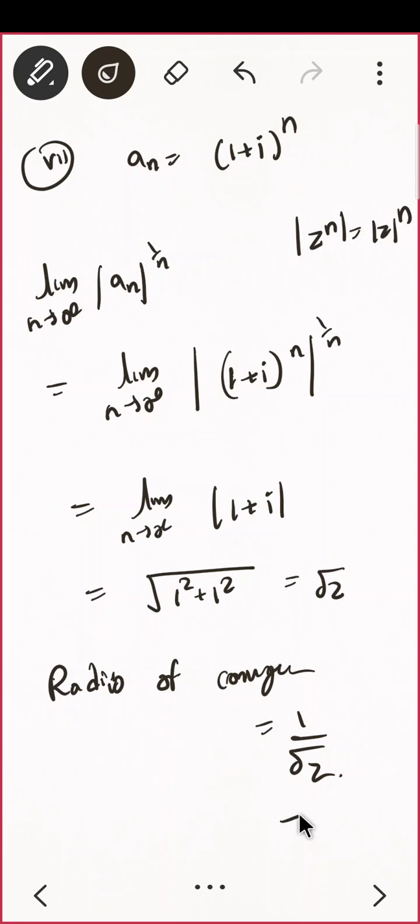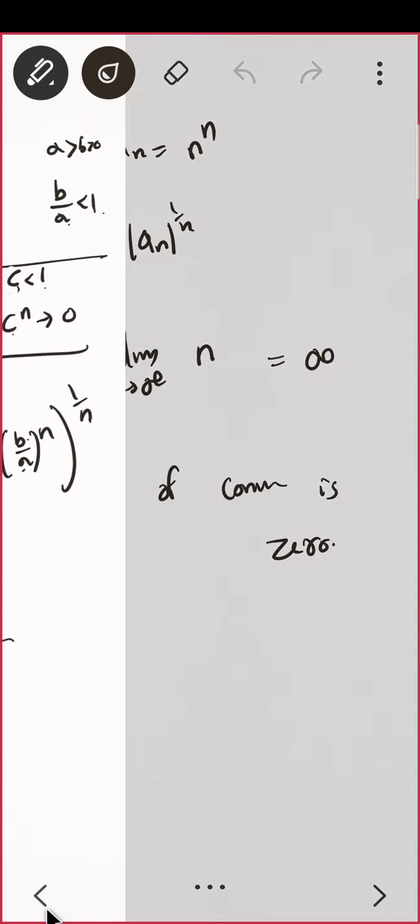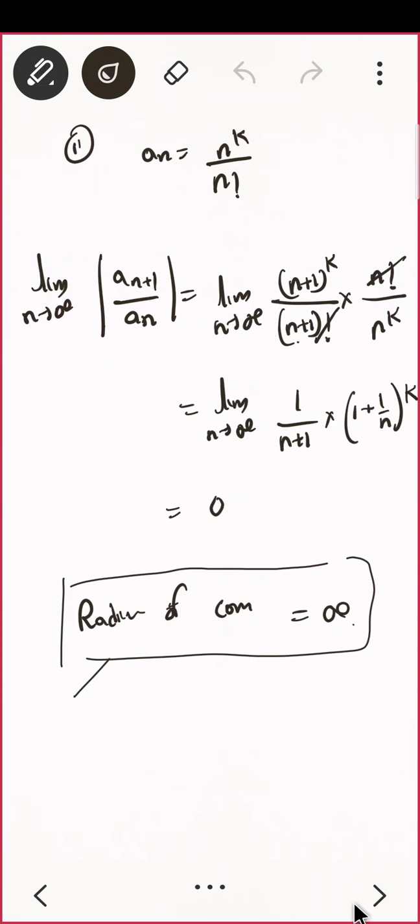Correct. Do I have any other question? Yeah, let us do some more questions. In your practical, there are also some questions. Find the radius of convergence of each of the following series.